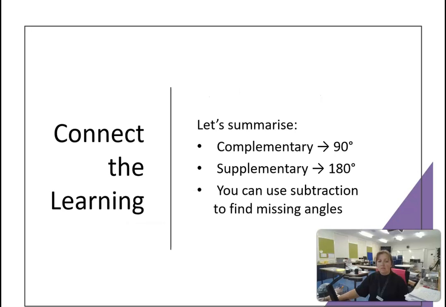So let's summarize. Complementary, corner, they add up to 90 degrees. Supplementary, straight line, they add up to 180 degrees. And you can find the missing angles by subtracting the angle that you know from either 90 or 180 degrees, depending on whether they're complementary or supplementary.